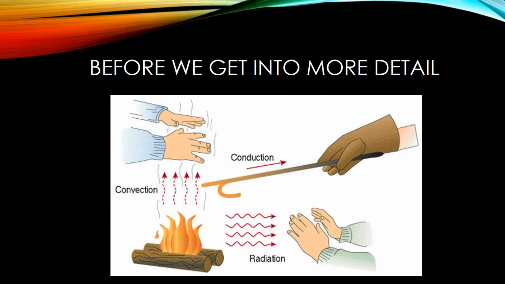Before we get started, here is a very simple rundown of all three methods using a campfire. As an example of convection, as the heat rises, it is the smoke that you feel. Conduction is transferring heat through an object, like a metal object such as this poker that the hand is using, and radiation is the heat that is coming off the fire that you can feel with your bare hands.